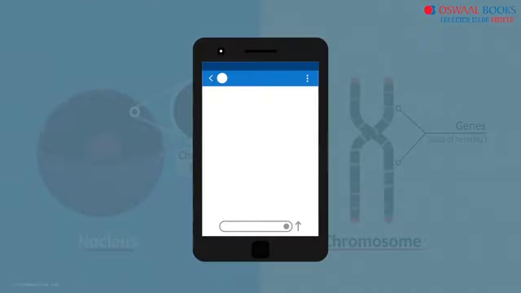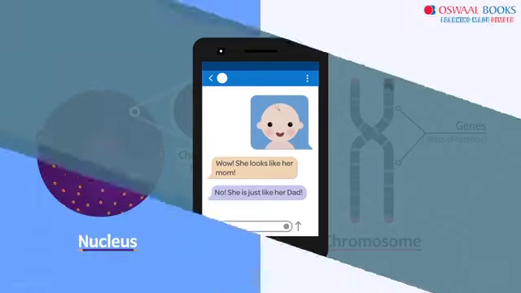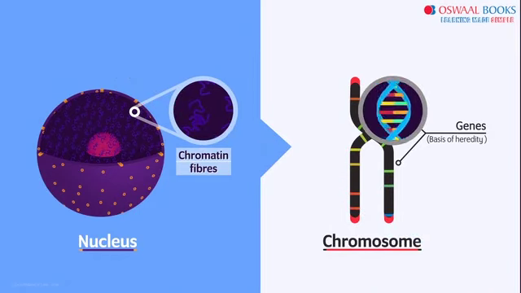For example, what do friends and family say when they see a baby? She looks exactly like her mother, or she's so much like her father. That's because the newborn baby gets her genes from her parents. Now let's zoom in a bit more. Any idea what these functional segments named genes are made up of?